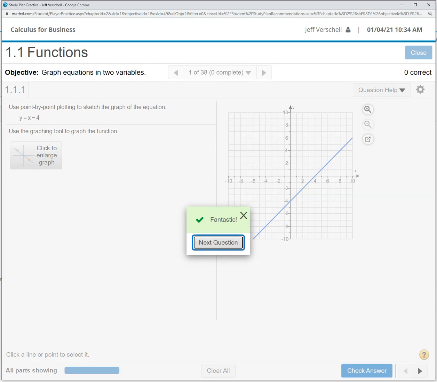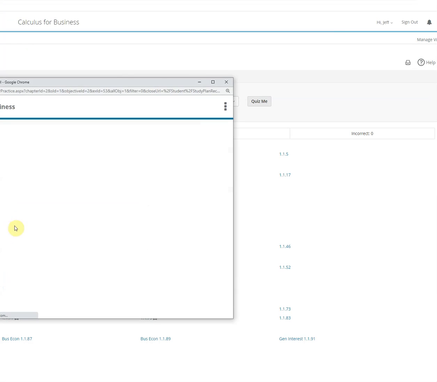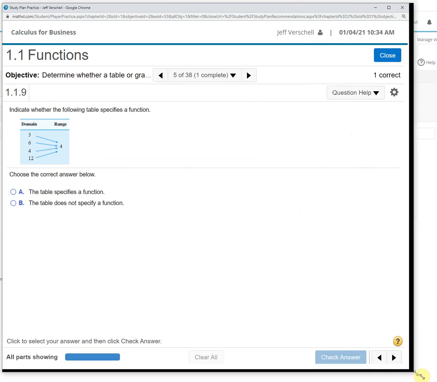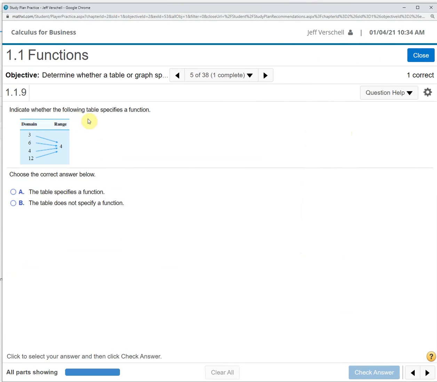Okay, let's take a look at a slightly different problem now. Make this a little bit bigger. Indicate whether it's a function or not. So remember what a function says is that every x value goes to only one y value. Now if you look here, we say, oh my god, they're all going to 4, and that's fine. We can have more than one x go to the same number. We just can't have one value of the domain going to 2 different y values.